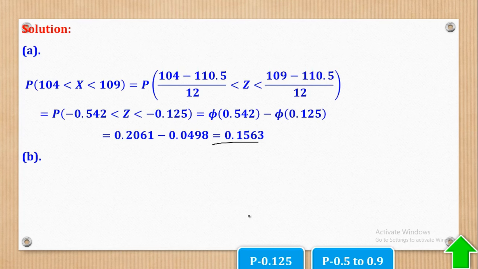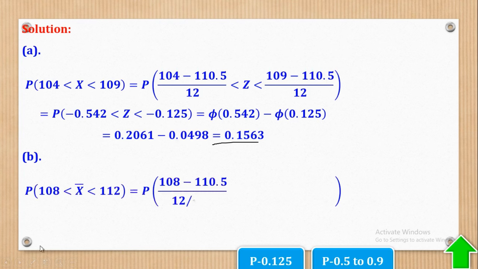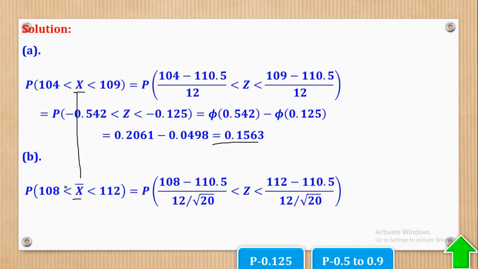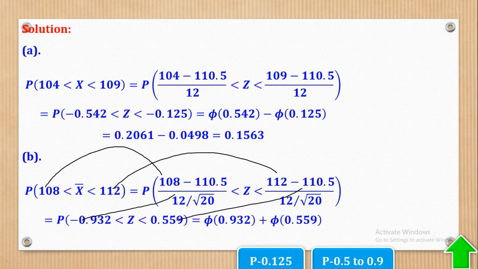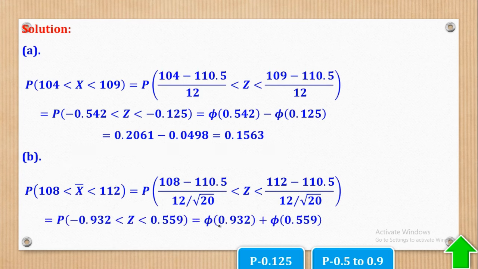Now we shall go to part B, which has the word sample mean. So sample mean, I think you realize that the difference is here. This was just x, but this is x bar. That is the first thing to note. Then second, you realize that in standardizing, this is our value of x bar, and this is the mean, which is the same as this. But when it comes to standard deviation, here we put standard deviation and here we put standard error. Always remember that. Here we put standard error, which is standard deviation over square root of n. So when we are standardizing, that's how we do it. This minus mean over standard error, and also this minus mean over standard error. Then we shall come up with this to 3 decimal places is that, and this to 3 decimal places is that. So by symmetry, this negative becomes positive. Now we are going to read values of 0.5, 0.932 and 0.559.